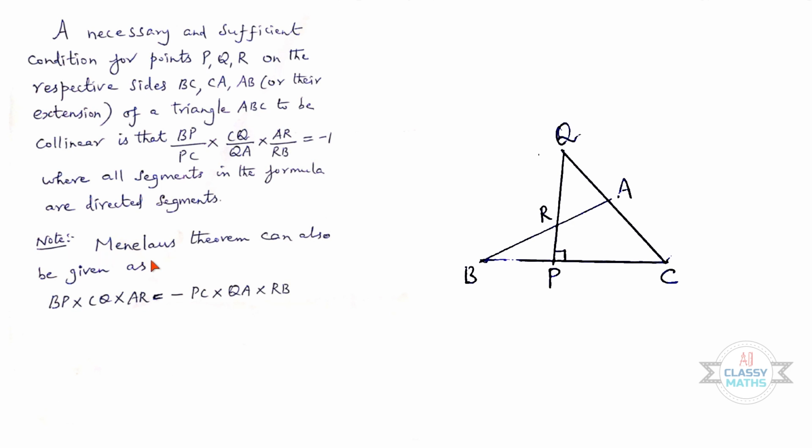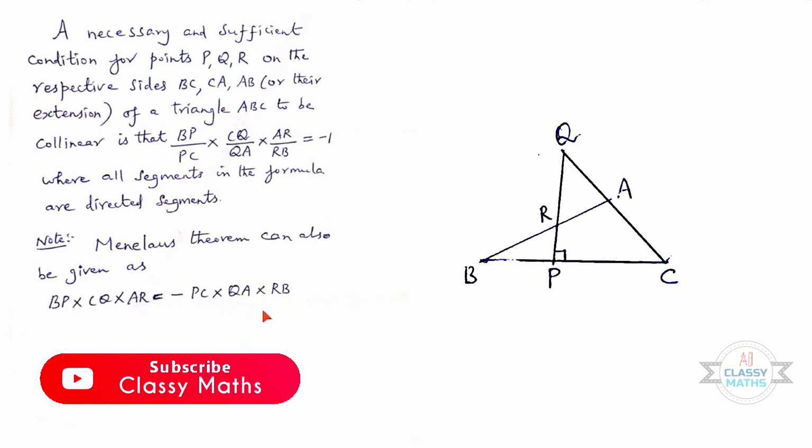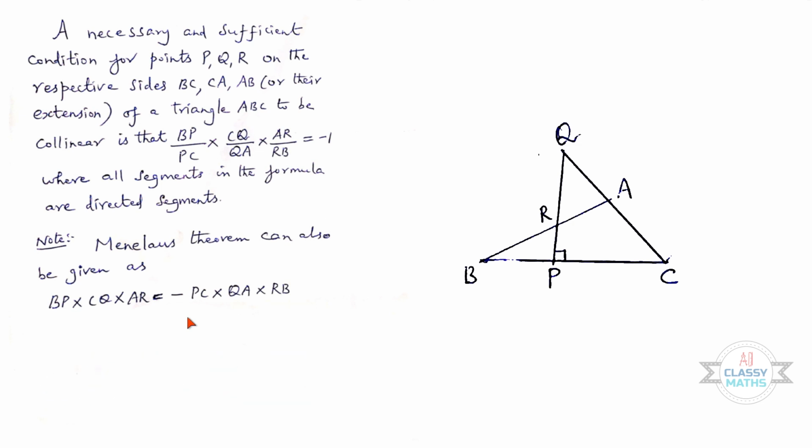Important note, Menelaus theorem can also be given as, just cross multiply, BP into CQ into AR is equal to minus of PC into QA into RB. So we have completed all theorems and the important points to remember in chapter 4.